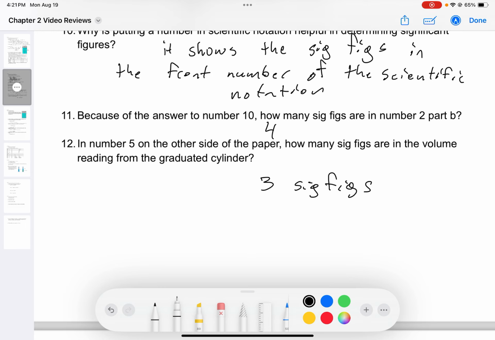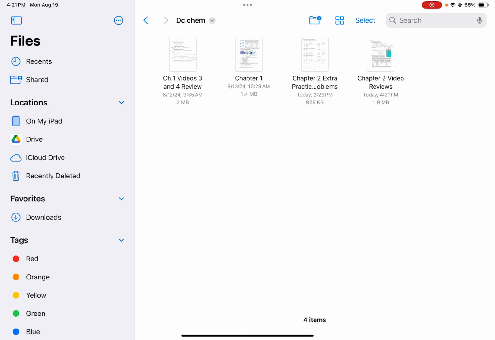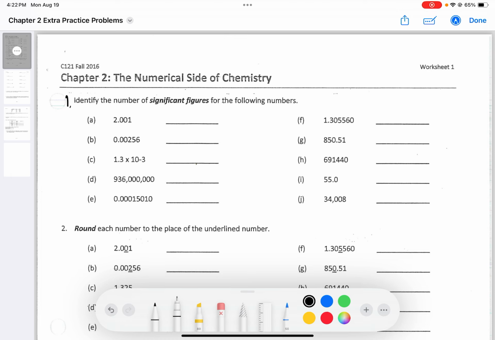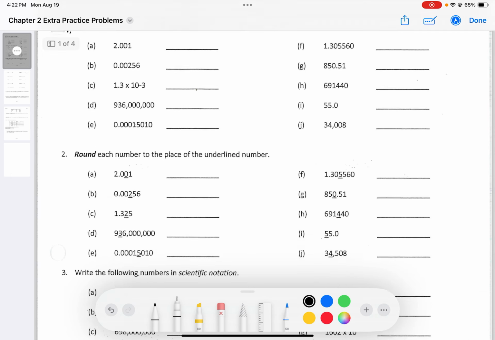Now, here's what you're going to be able to do. Now that we've done the video 2 review, I'm going to close out here and go to our extra practice problems. You should have this in your folder. Remember, these are the problems we do for every chapter, and remember, they are due the day of the Chapter 2 quiz. In numbers, this is question 1. In these questions, notice it says, identify the number of significant figures for the following numbers. You can do that now.